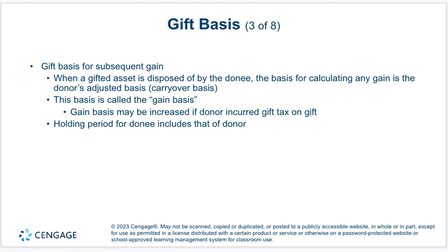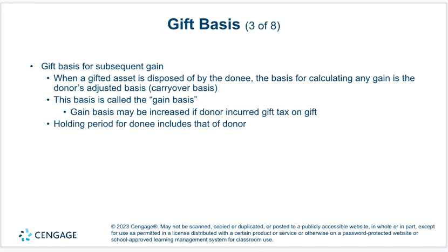So when there's a subsequent gain, so when a gifted asset is disposed of by the donee, the basis for calculating any gain is the donor's adjusted basis, or the carryover basis that we talked about in the previous slide. And the basis is referred to as the gain basis, and it will be increased if the donor incurred gift tax on the gift. So that means that they adopted the basis of the fair market value at the time of the exchange, and then also paid tax on it.